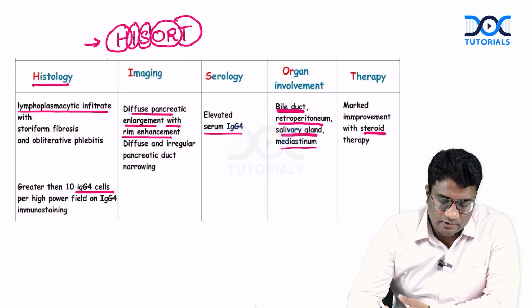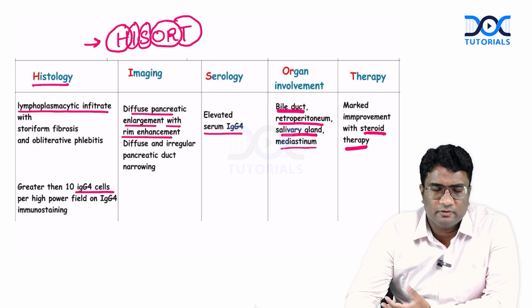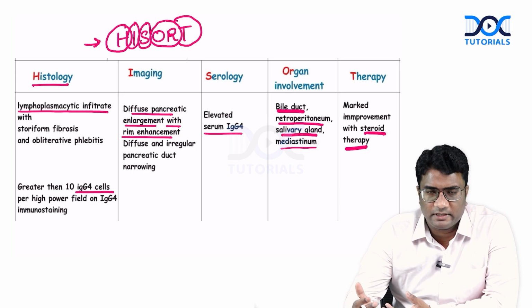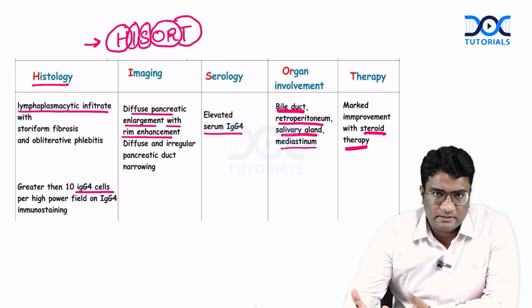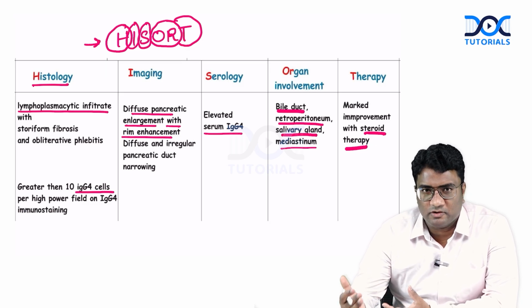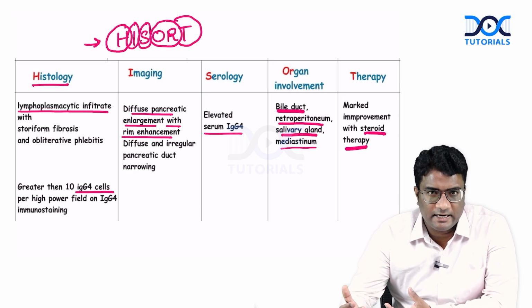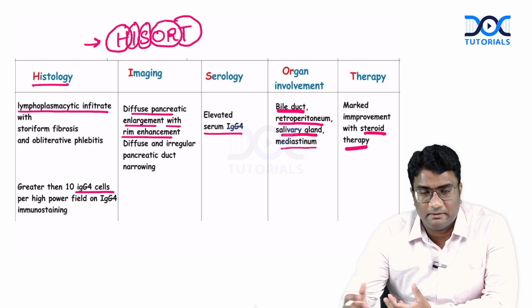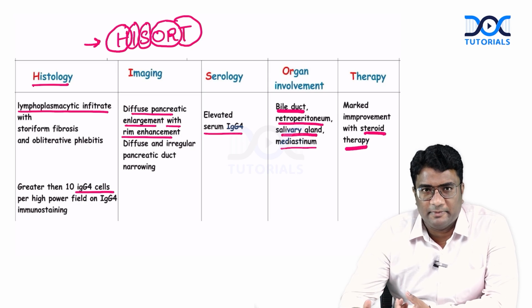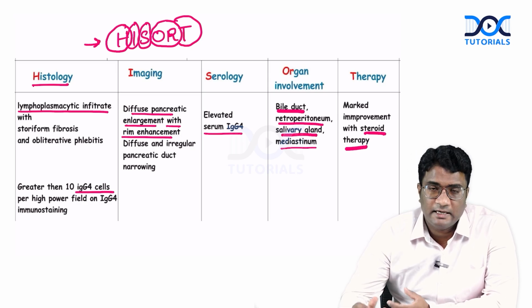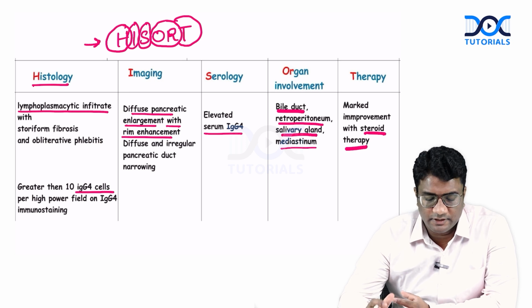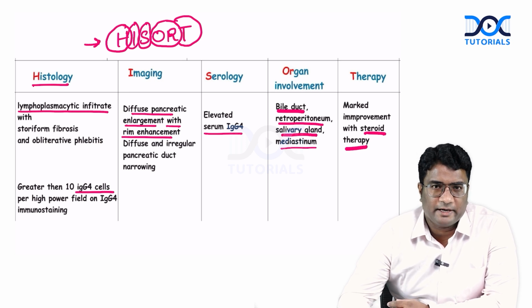And very good response to steroid therapy, right? This is HISORt criteria. The histology showing lymphoplasmacytic infiltration, imaging showing a sausage shaped pancreas, the serology showing elevated IgG4, organ involvements like the salivary gland, retroperitoneum, bile duct, mediastinum involvement, the IgG4 related conditions, and the treatment response with steroids, all of this indicates towards autoimmune pancreatitis.